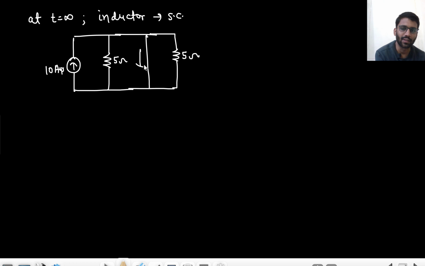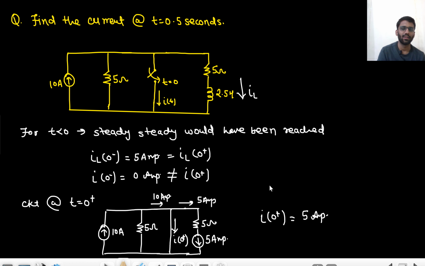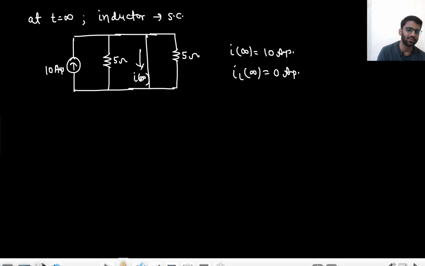So tell me, what is the value of I now? I of infinity is simply 10 ampere. The complete current is flowing, right? And what is IL of infinity? That is 0 ampere. In the inductor at steady state, 0 ampere current is flowing. And what is IL of 0 plus? It was 5 ampere. So in the inductor you are going from 5 ampere to 0 ampere, and in the switch you are going from 5 to 10 ampere.